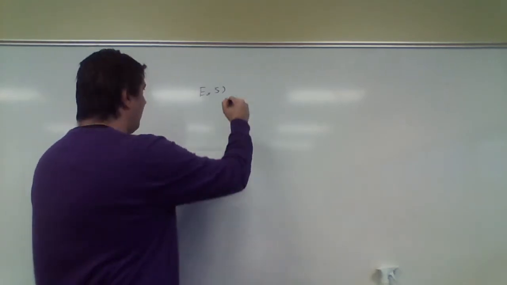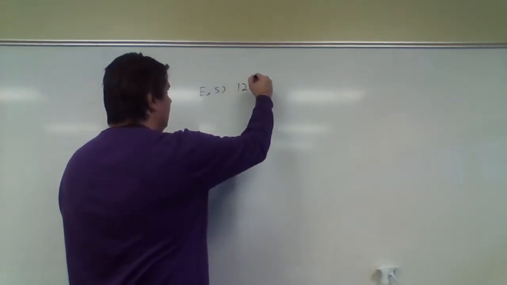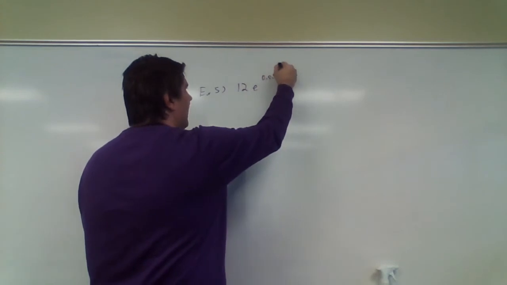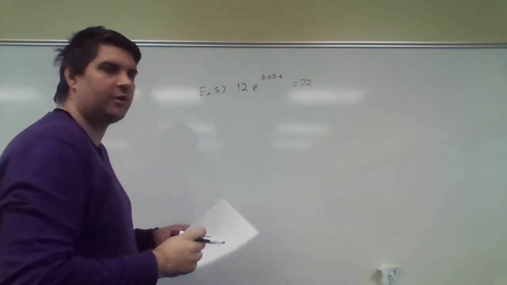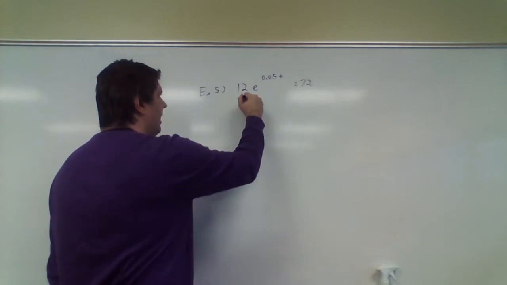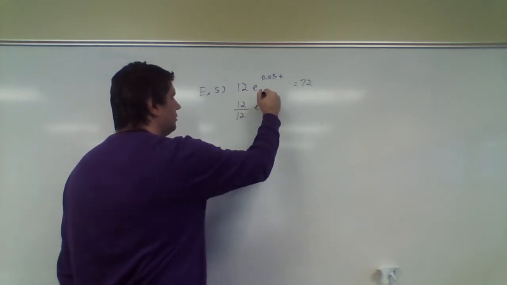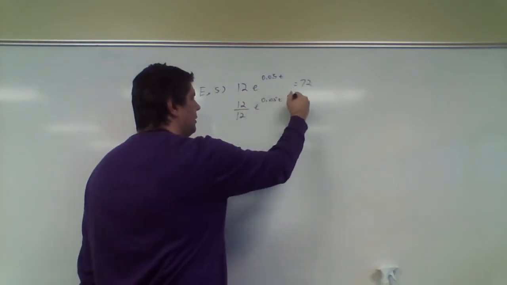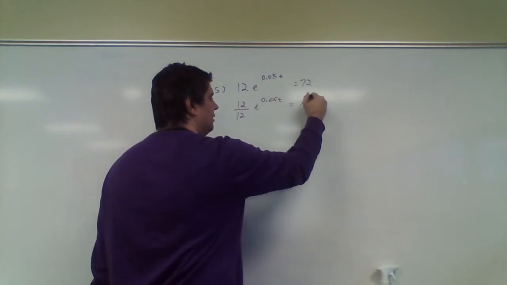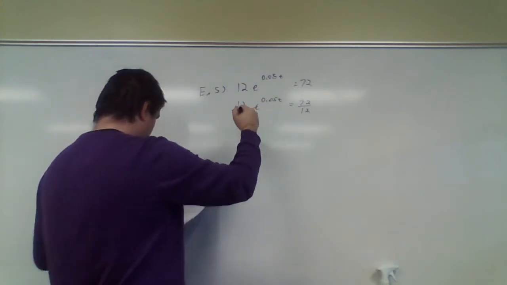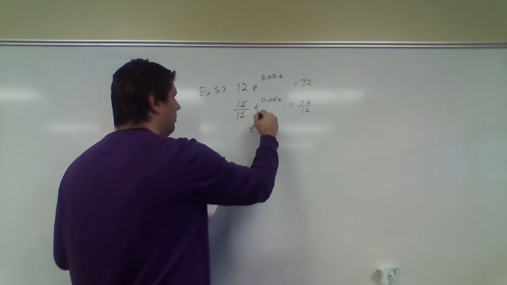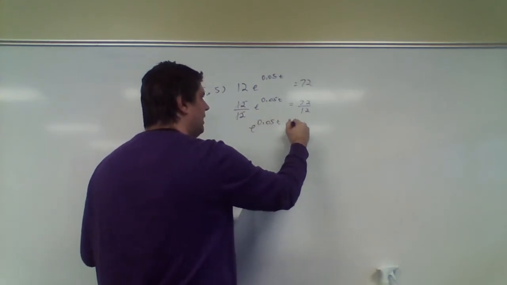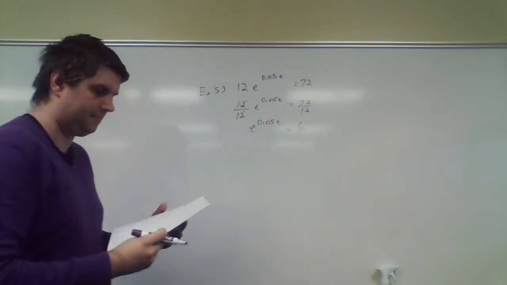Next up, example 5 is 12 times e to the 0.05t power equals 72. First order of business, divide off the 12, because we want to isolate the e. So these cancel, and e to the 0.05t power is 6.